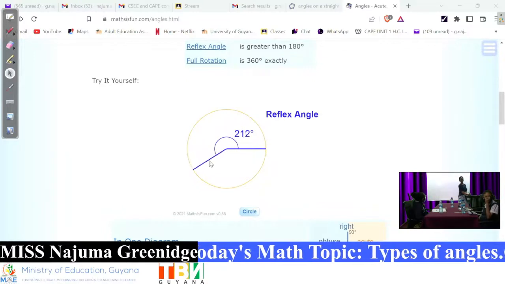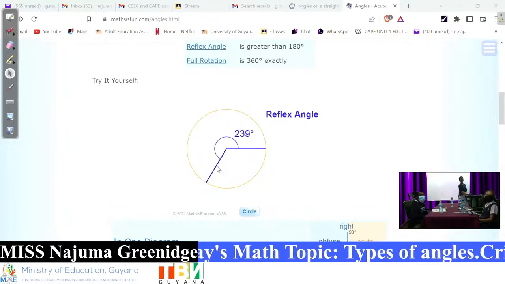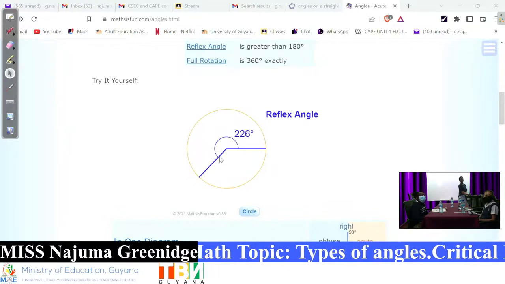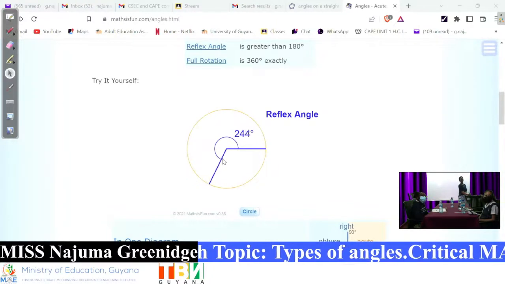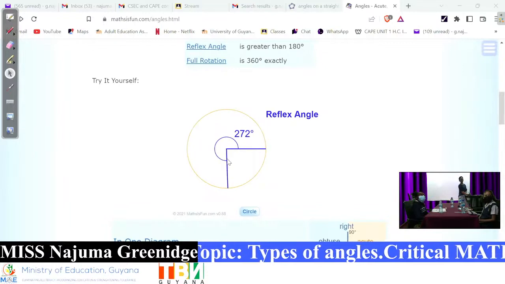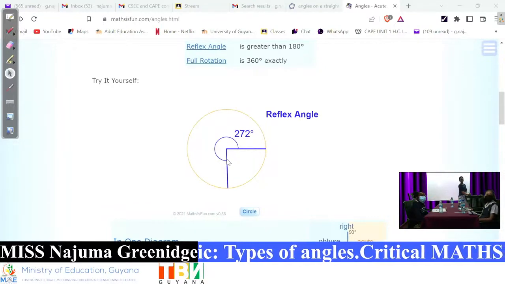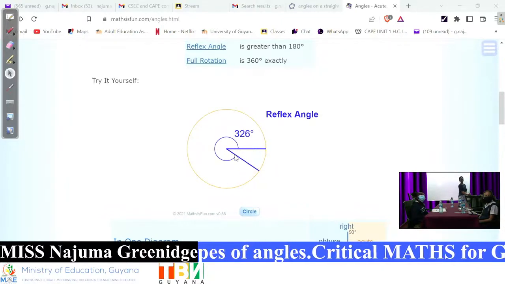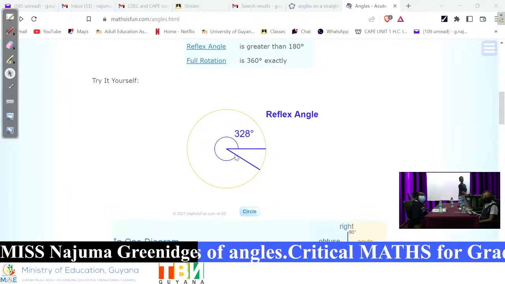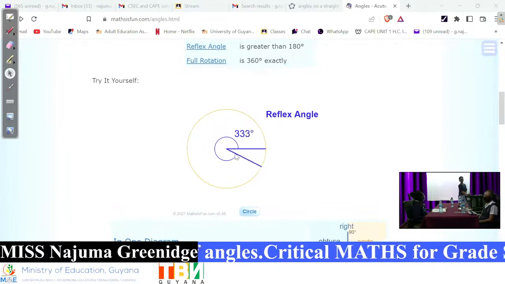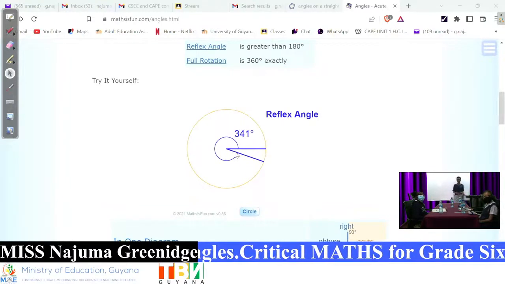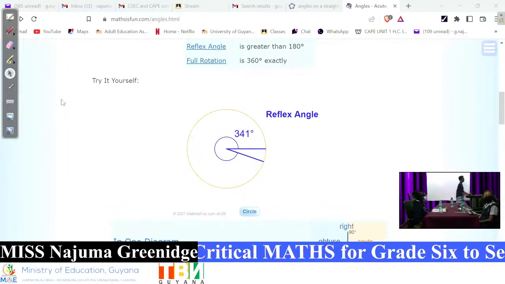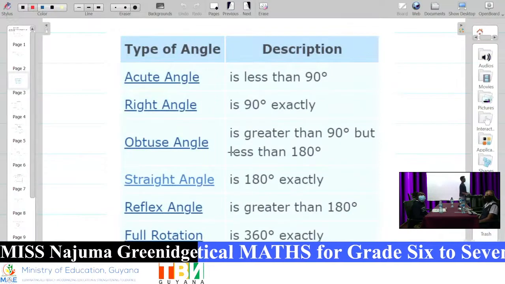So if I come around now, I have my reflex moving into an obtuse zone, moving into a reflex and a right angle zone, so to speak, and then reflex, and then the small angle in the middle there is going to be acute. So you see how you can have more than one type of angle as you go around a circle. Okay. All right, so going back to our slides.